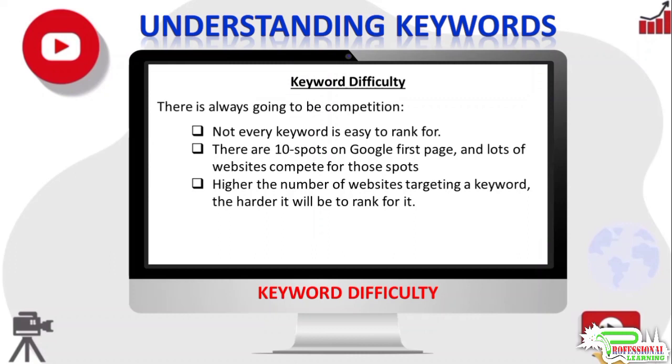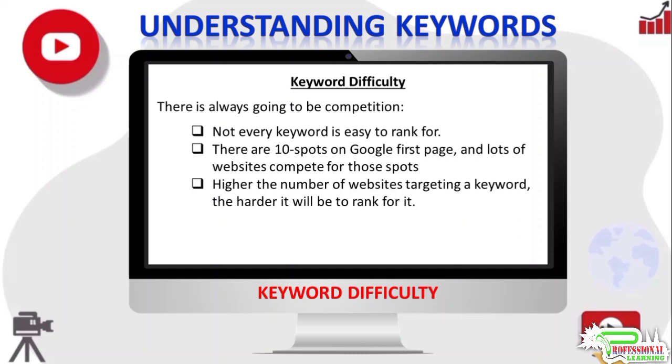There are only 10 spots on Google's first page, and for a lot of keywords there are going to be way more than 10 sites trying to rank. The higher the number of websites targeting a particular keyword, the harder it's going to be to rank for the keyword. In general, the higher the search volume, the more difficult it's going to be to rank for the keyword. Keywords with high commercial intent, or buyer keywords, are also harder to rank for.